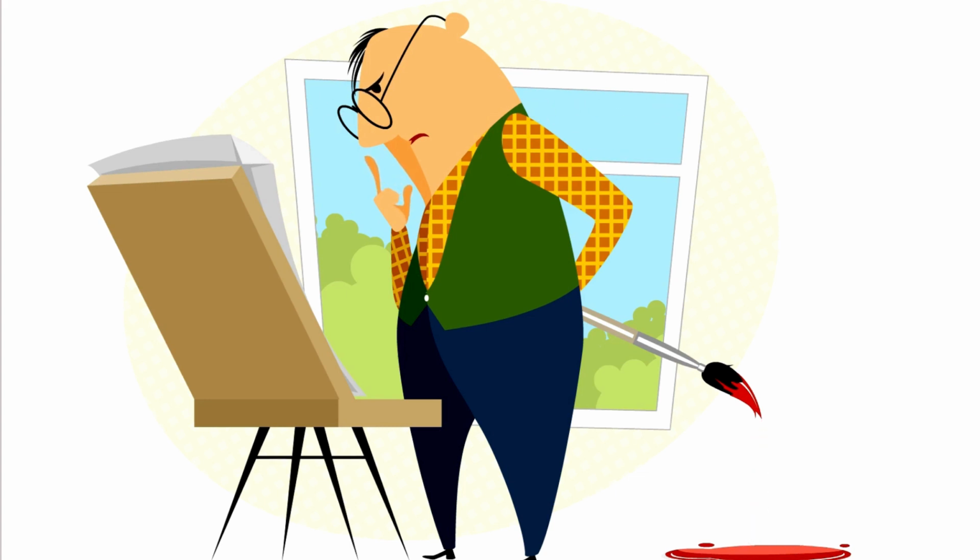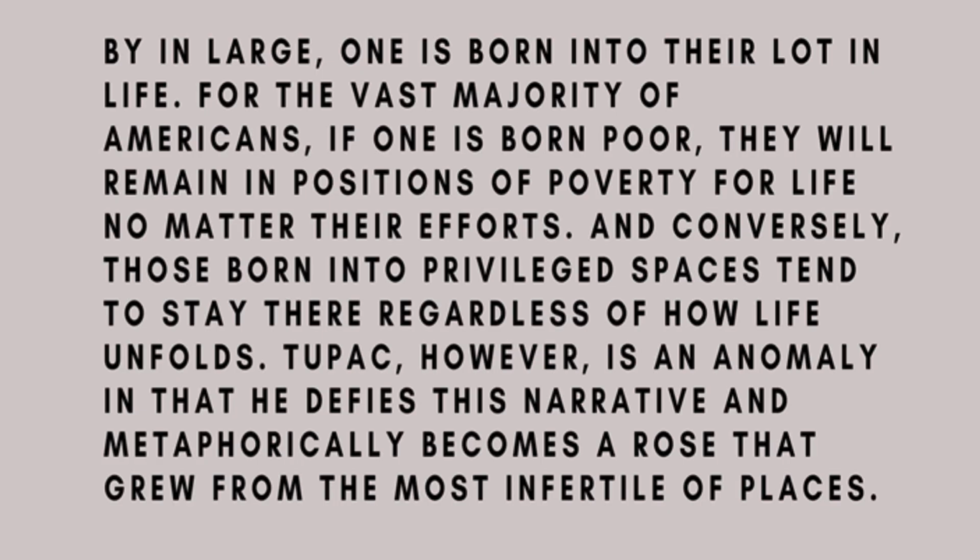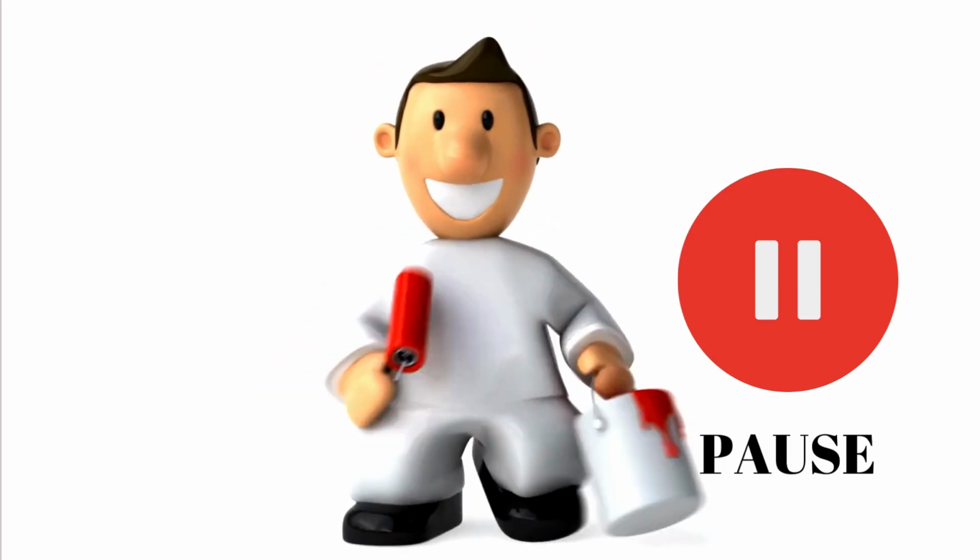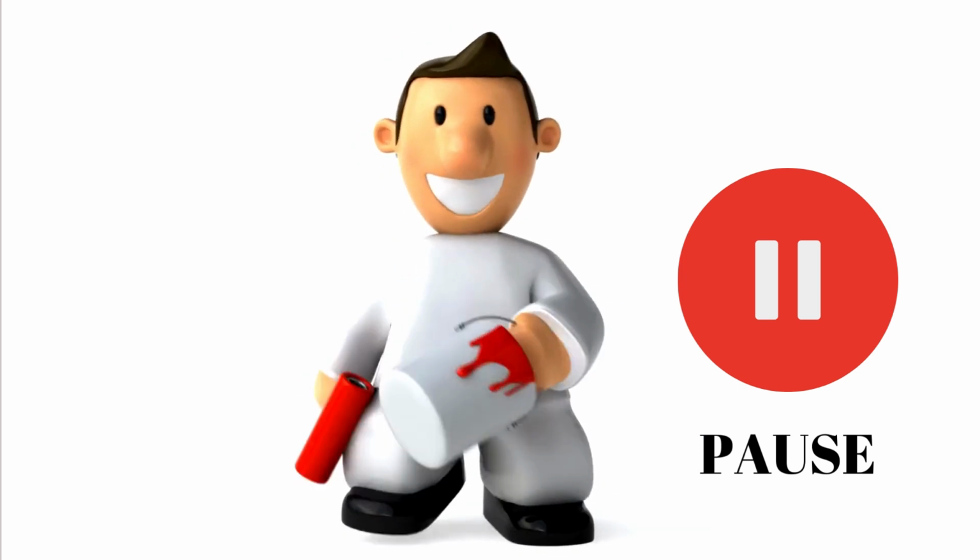3 plus 1. By and large, one is born into their lot in life. For the vast majority of Americans, if one is born poor, they will remain in positions of poverty for life, no matter their efforts. And conversely, those born into privileged spaces tend to stay there regardless of how life unfolds. Tupac, however, is an anomaly in that he defies this narrative and metaphorically becomes a rose that grew from the most infertile of places. And that, my friends, is 6 times the exact same heuristic of the inverted thesis. If you want to, pause here and have your students give it a whirl.